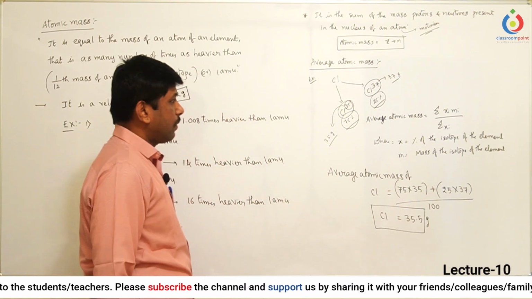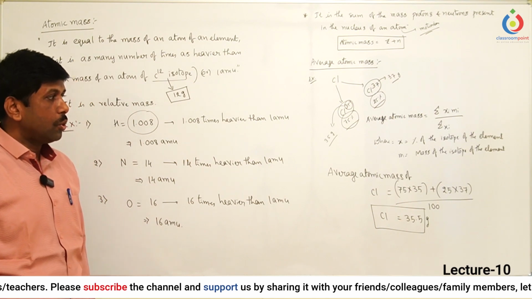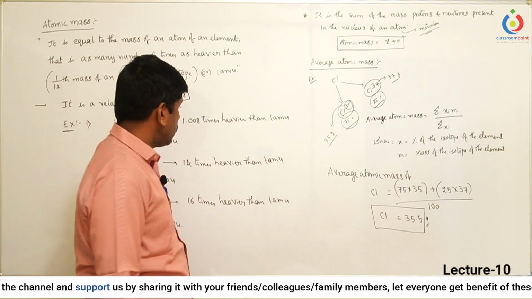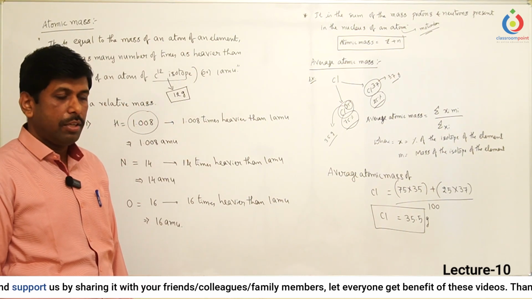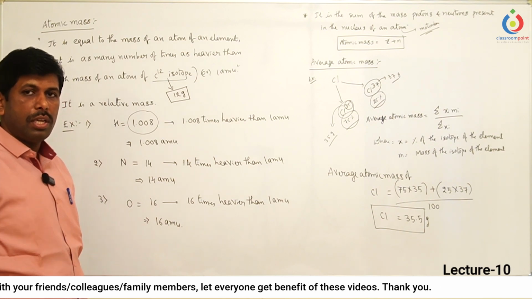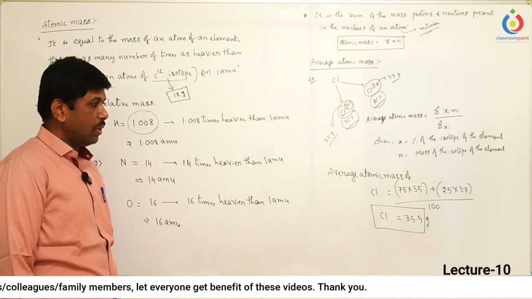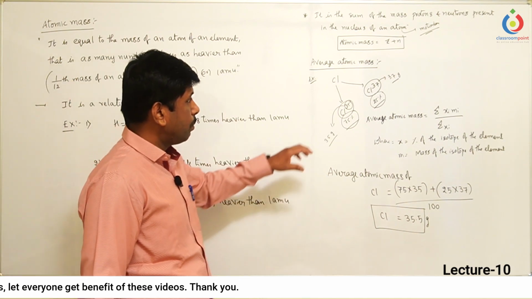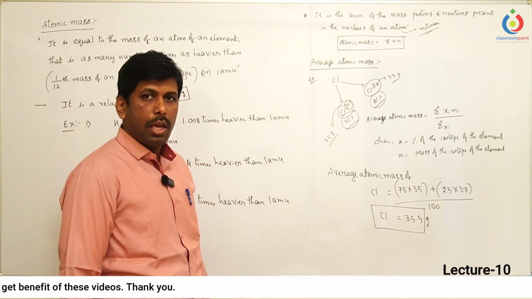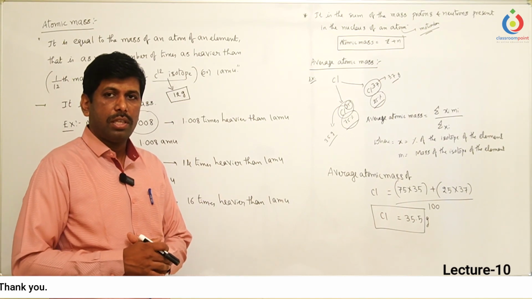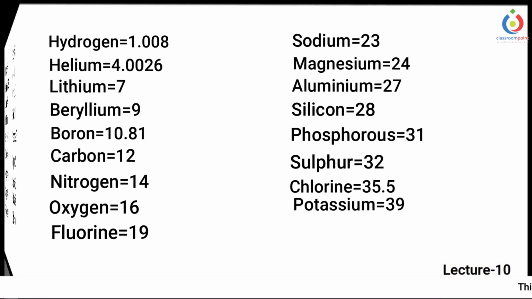So like this, after considering the isotopic masses, we are getting the masses of most of the atoms as fractional values, but not integer values. This is also not exactly 16, it is 15.995, because we are considering the isotopic masses. And if you want the atomic masses of most atoms, they are available on the screen, you can see it.